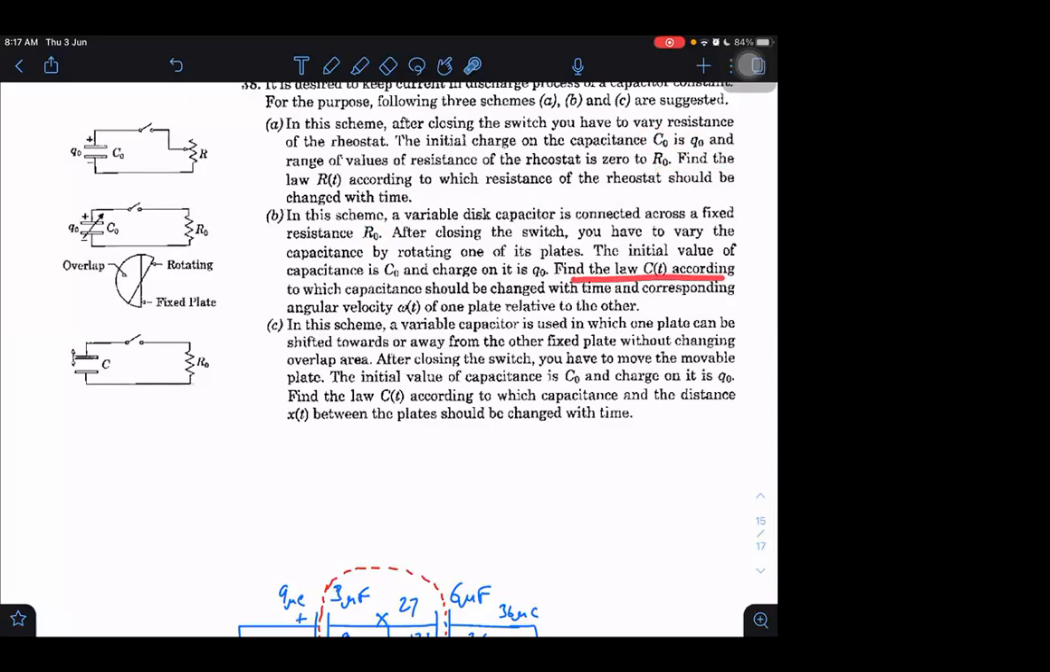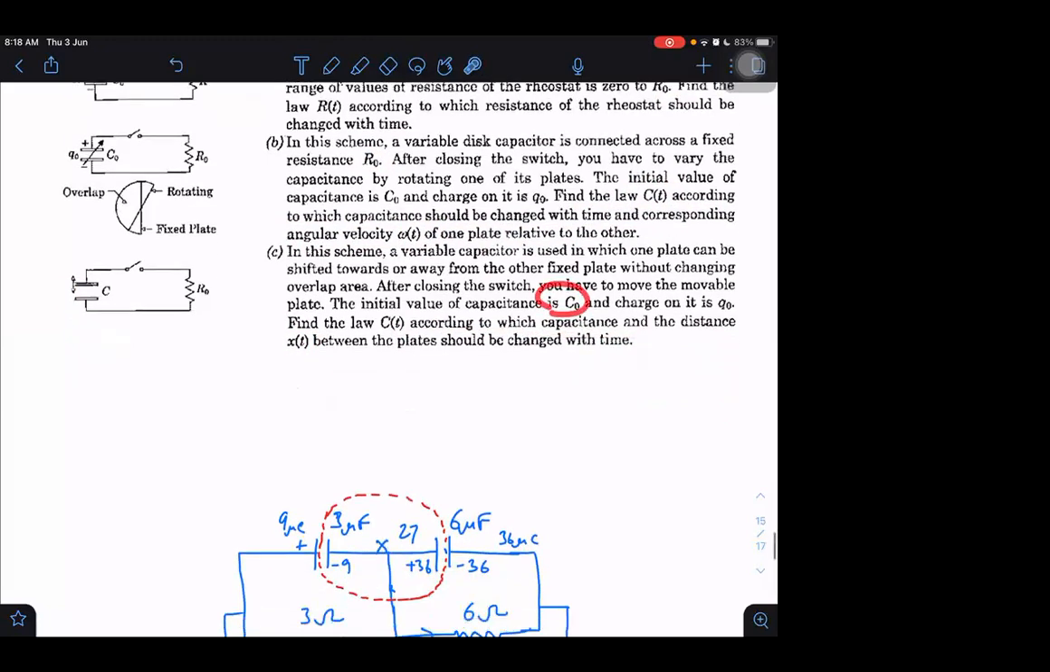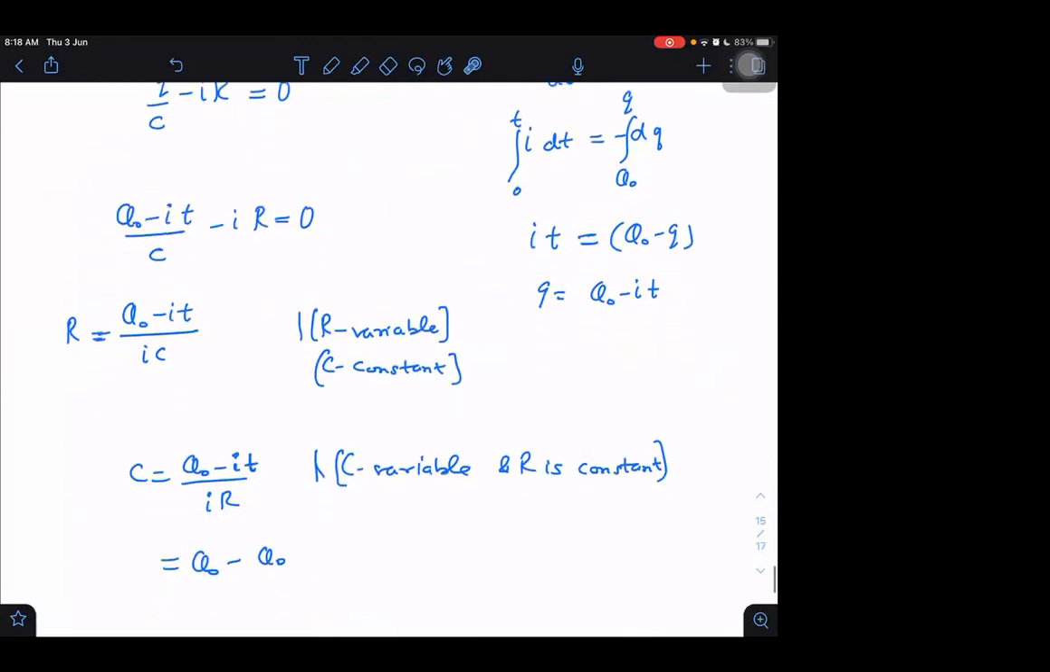Find the law C(t) according to which the capacitance should be changed with time, and the corresponding angular velocity omega(t). Here they are saying we have to find C(t), but we have to find omega t also. Okay, now we have to find omega t also. And in the last case, I think we have to find x as a function of time. Right. So first we are obtaining just capacitance here.